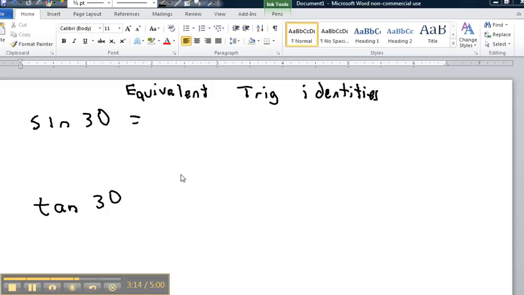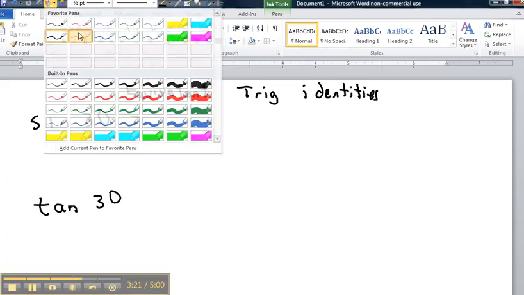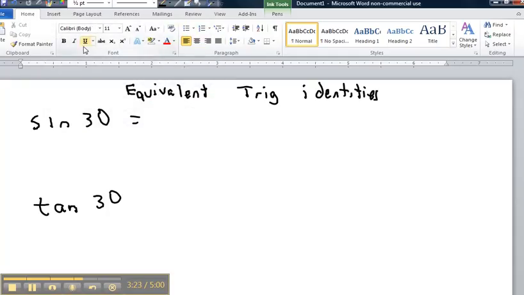Equivalent trig identities. If I'm looking at sine of 30 and I want to find an equivalent trig function that goes with sine of 30, one is going to be cosine of 90 minus 30, which happens to be cosine of 60. Put both of those in your calculator. They'll give you the same value. And it works both ways. So if you had cosine of something, it's equal to sine of 90 minus whatever that is.